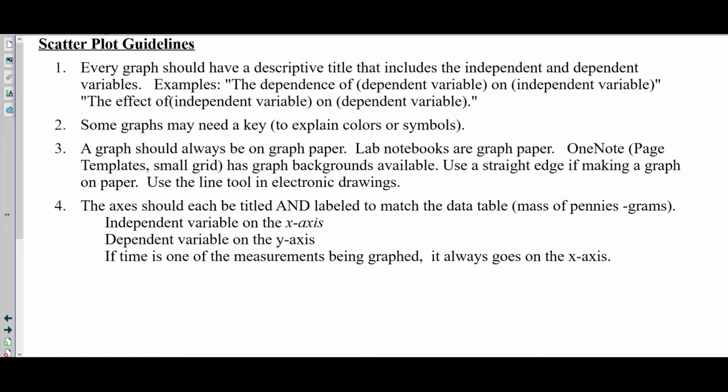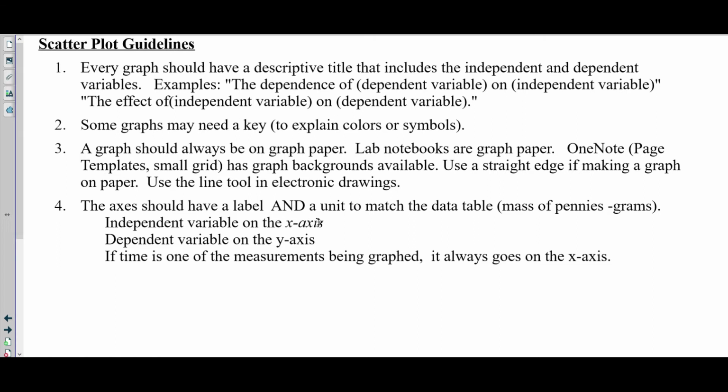Always use graph paper. Luckily, our lab notebooks are graph paper, and if you need to write one in OneNote, you can get graph backgrounds. It's important to use a straight edge. You can use anything, and we have plenty of rulers available. If you're making an electronic drawing, again, maybe in OneNote, use the line tool. The axes should have a label, so mass of pennies, and a unit, grams.